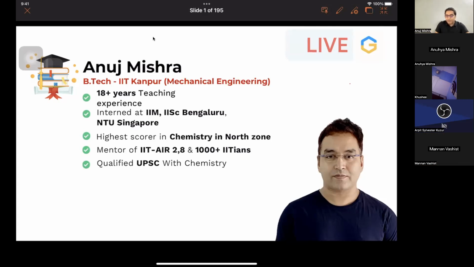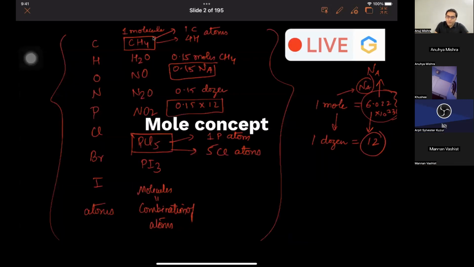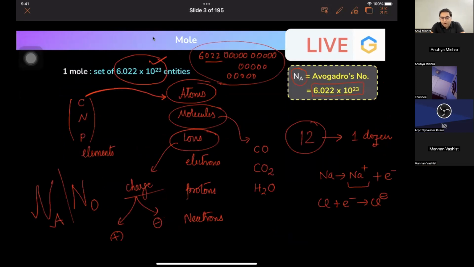Let's proceed further. So if you recall what all we have learned in the last class, we started with the concept of mole. We discussed mole concept, right? And in that mole concept, we talk about what are atoms, what are molecules. So combination of atoms will give us molecules, right? And we also talked about the meaning of 1 mole. So 1 mole is a set of 6.02 into 10 to the power 23 entities, right? This we discussed in the last class, that 1 mole is a collection of how many members?